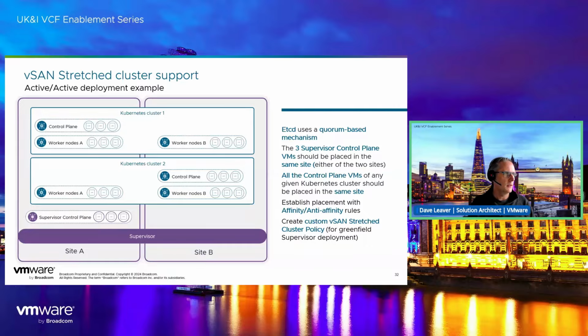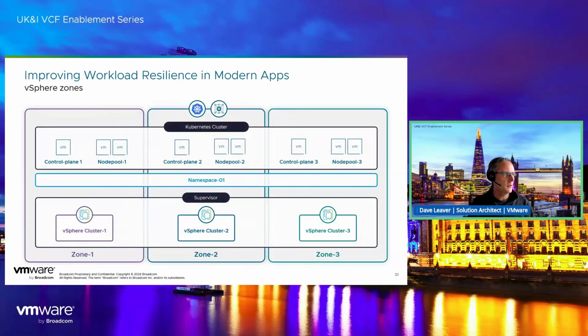So we have that for that infrastructure level view, but we also then have this more cloud native friendly option as well, which is what we call vSphere zones. So again, each zone aligns to a cluster. So you deploy your supervisor service across those three clusters. It's much more in line with the underlying Kubernetes architecture and ensures availability in the event that you lose one of those clusters.